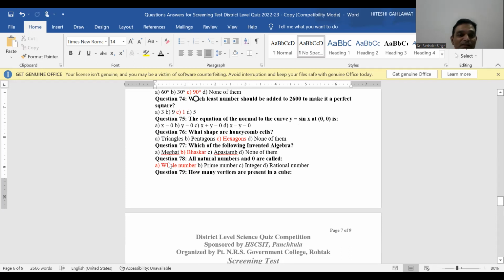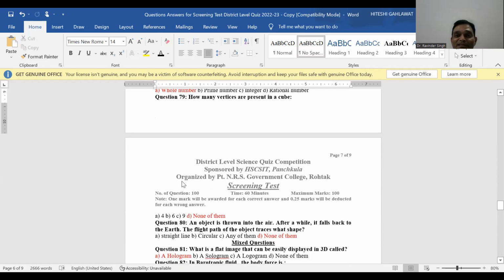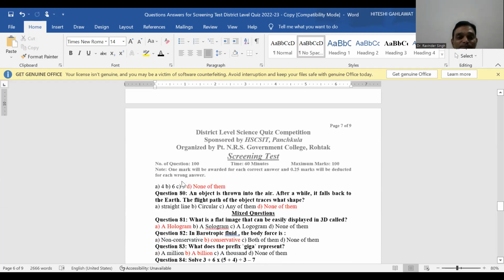That is the Bhaskar. Question number 78, all natural numbers and 0 are called as the whole numbers. Question number 79, how many vertices are present in a cube? The answer is none of them. That is, 4, 6, 9, these are the options. The answer is none of them, because a cube has corners inside it, and these are 80 number.